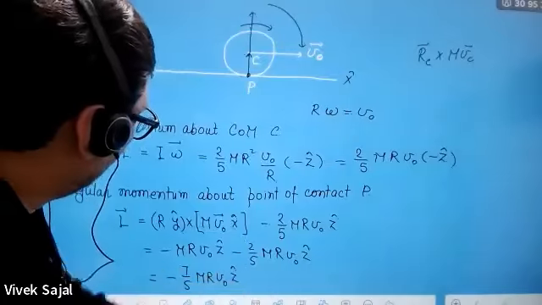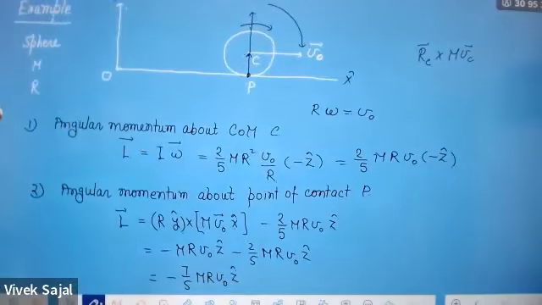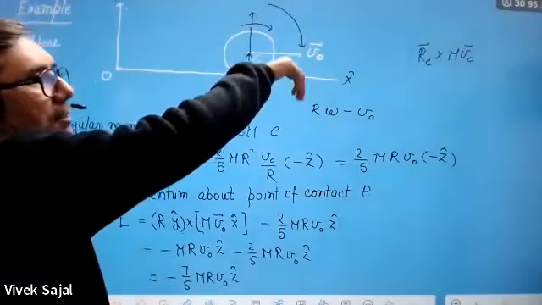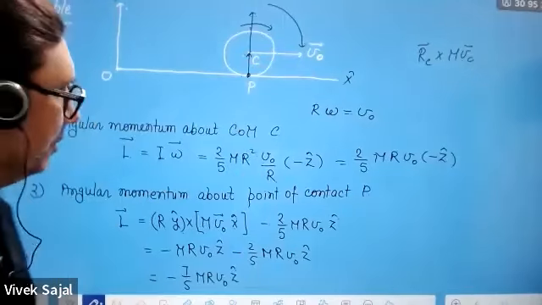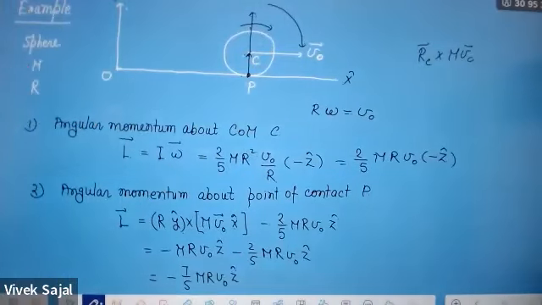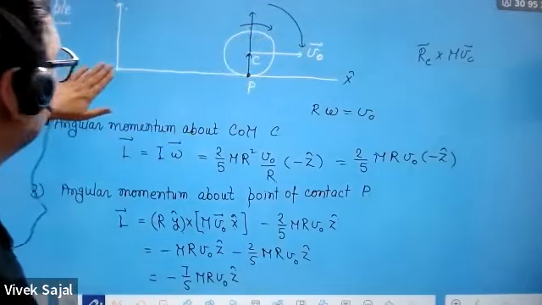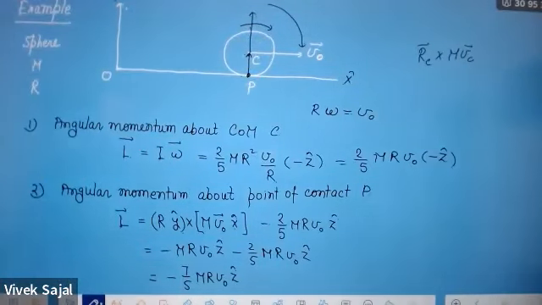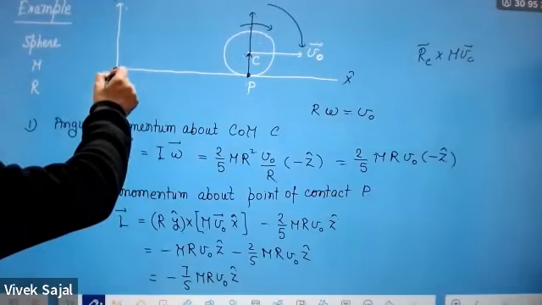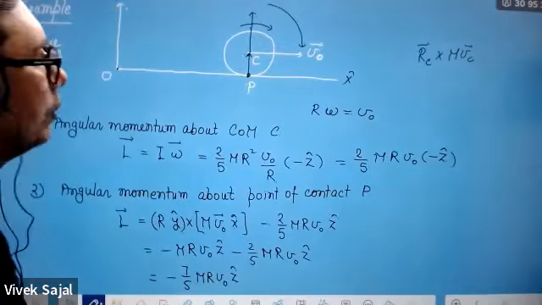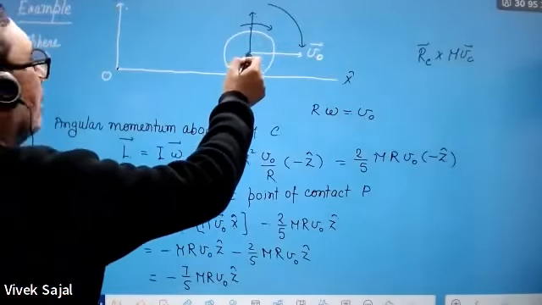So this will be minus 7 by 5 m R V naught z cap. So this type of rotation is taking place here. Now third, you have to find out the angular momentum of this sphere with respect to this point O. So you are now changing the point of reference. Here my point of reference is here. So what will be my RC now?